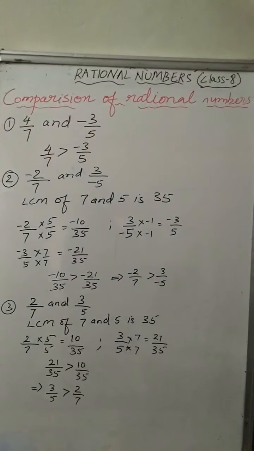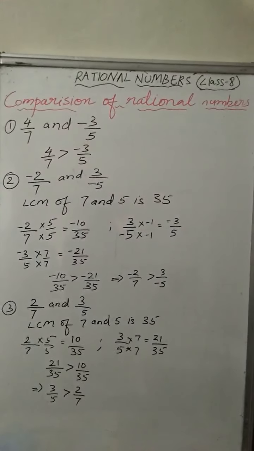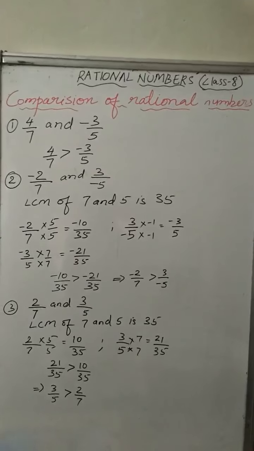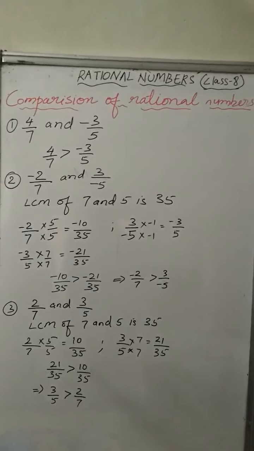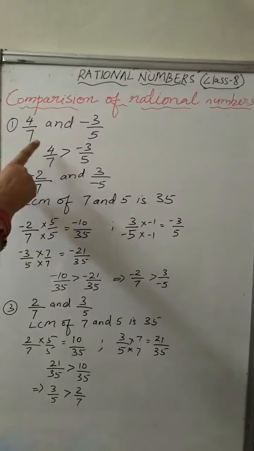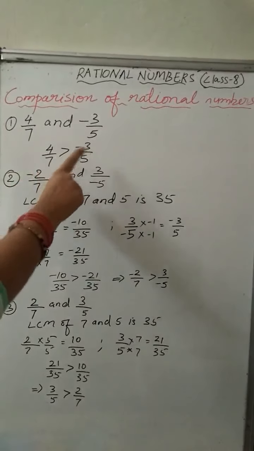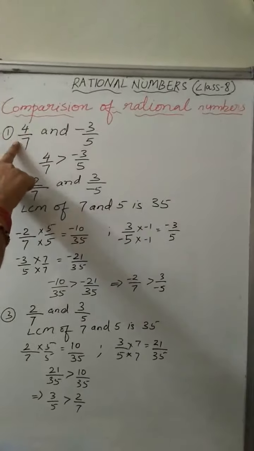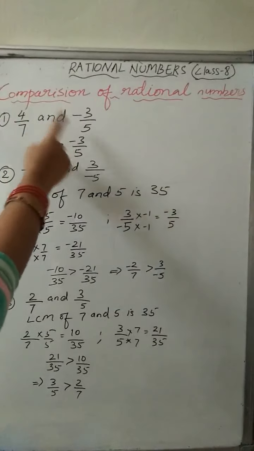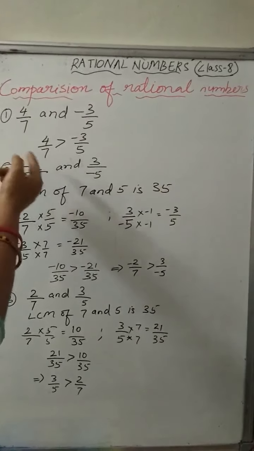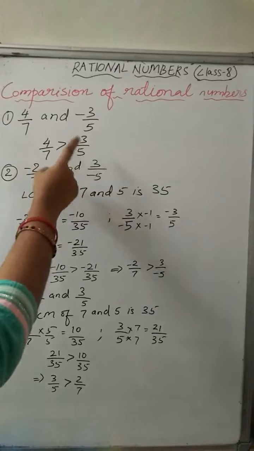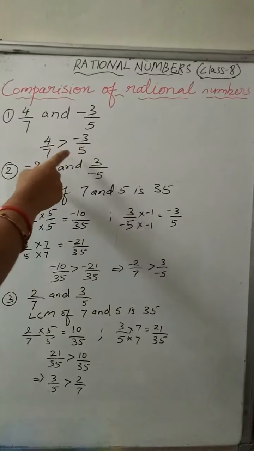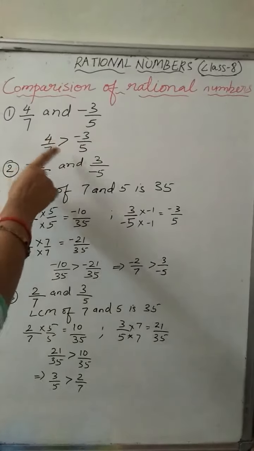Now, as you all know, if a number carries a negative sign, that means it becomes smaller. So therefore, 4 by 7 is greater than minus 3 by 5. Here we can directly write, because one is carrying a positive sign and the other is carrying a negative sign. So a positive number is always greater than a negative rational number. So therefore 4 by 7 is greater.